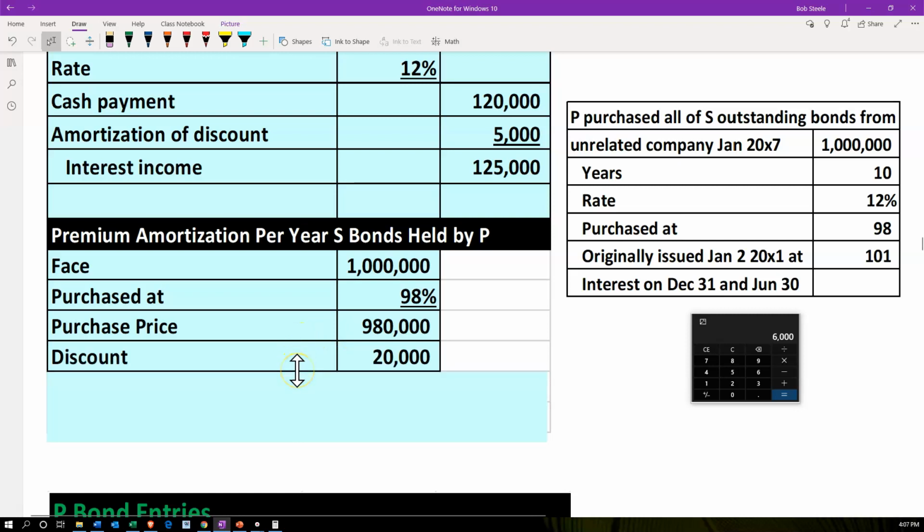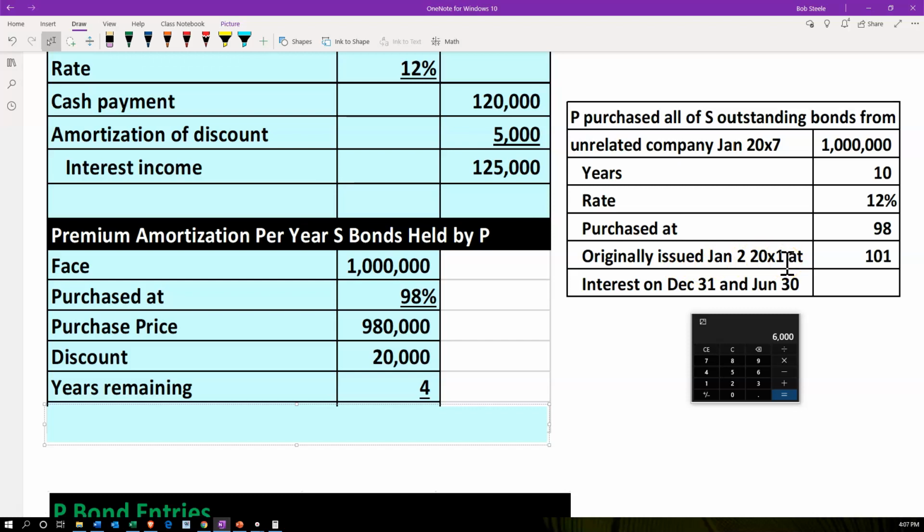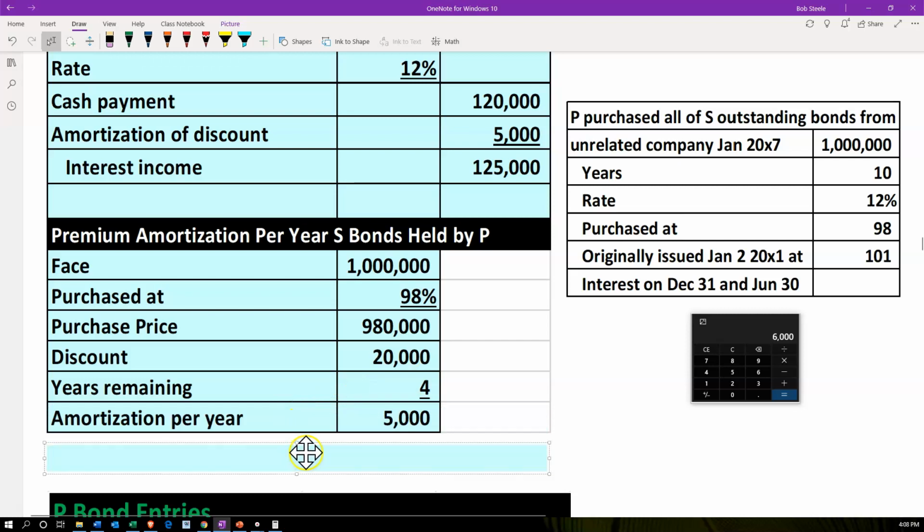Then we're going to say that 980,000 minus the 1 million means that we basically have a discount on P's side of things of the 20,000. There's going to be 4 periods remaining. Why? Because they were originally issued in 2000 X1. So 1, 2, 3, 4, 5, 6, and then January. So then you've got four periods remaining. We're looking at years at this point, though they're 2 periods. So divided by the years remaining of 4, that's going to give us our 5,000 amortization per year.